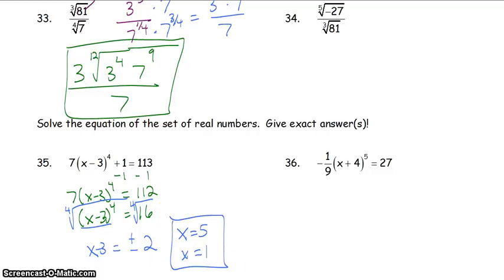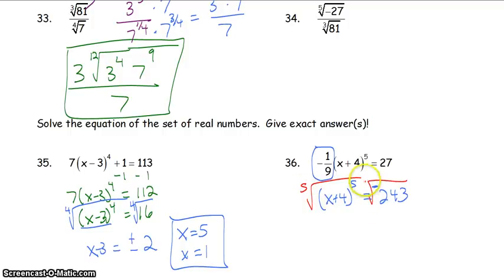If I move over to 36, the first thing I have to do is multiply by negative 9. So I get x plus 4 to the 5th is equal to, I don't have my calculator with me, 9 times 7 is 63. Oh, I believe it's 243. Yeah, we'll go with that. So negative 243. Then you have to take the fifth root of 243.